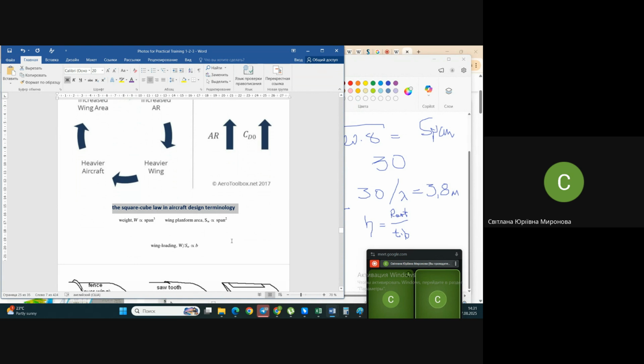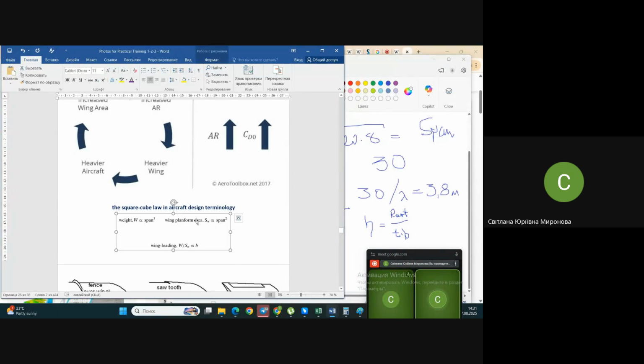When you increase some size of the airplane, let it be the size of the wing, you have increased one of the sizes. Area increases in square, but volume and weight of the airplane together increase in cube.